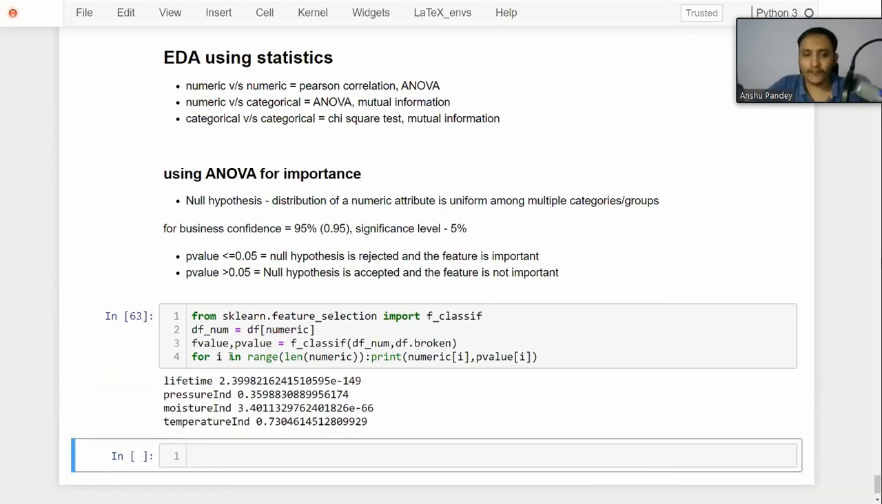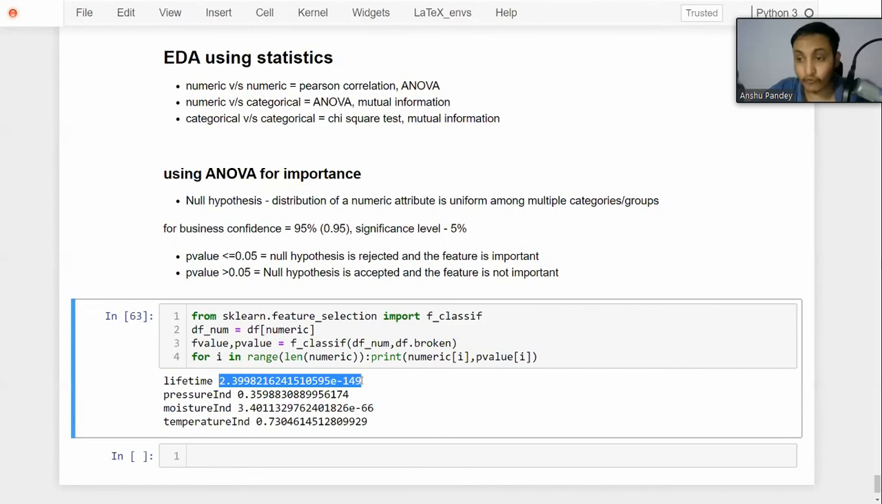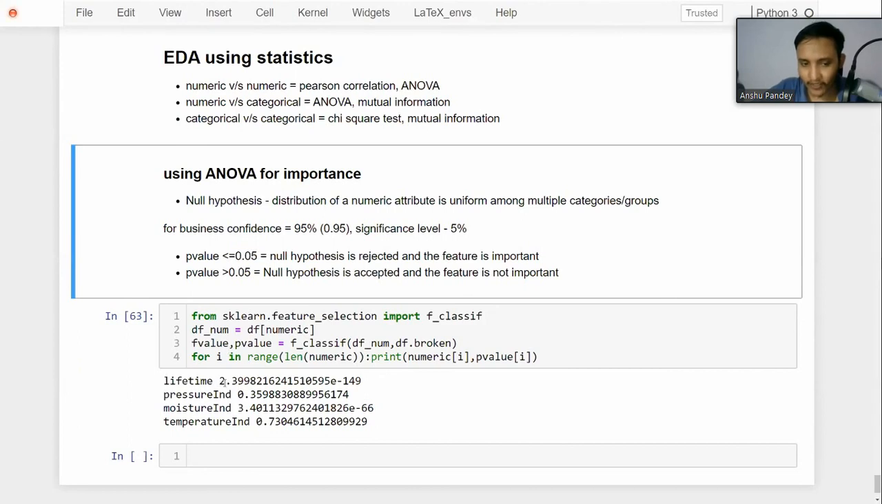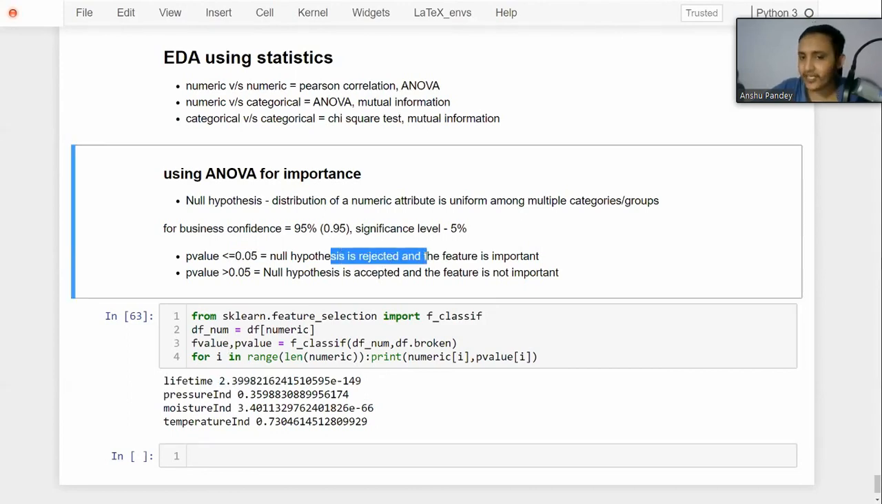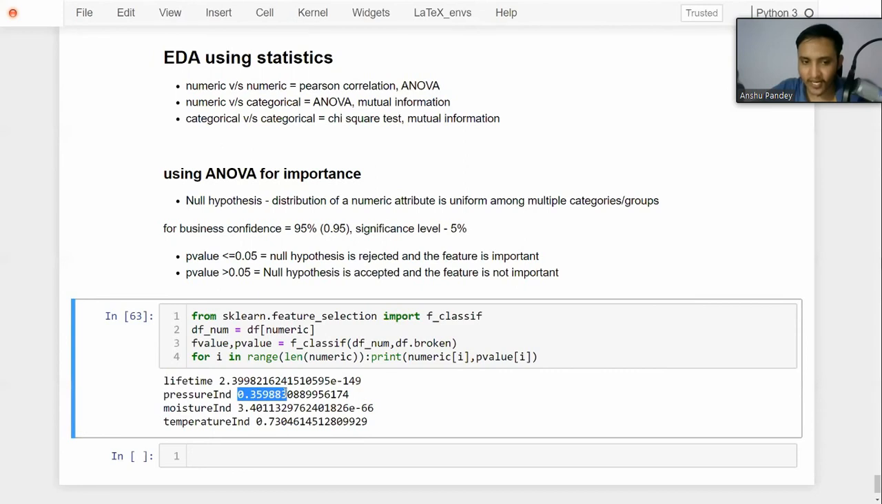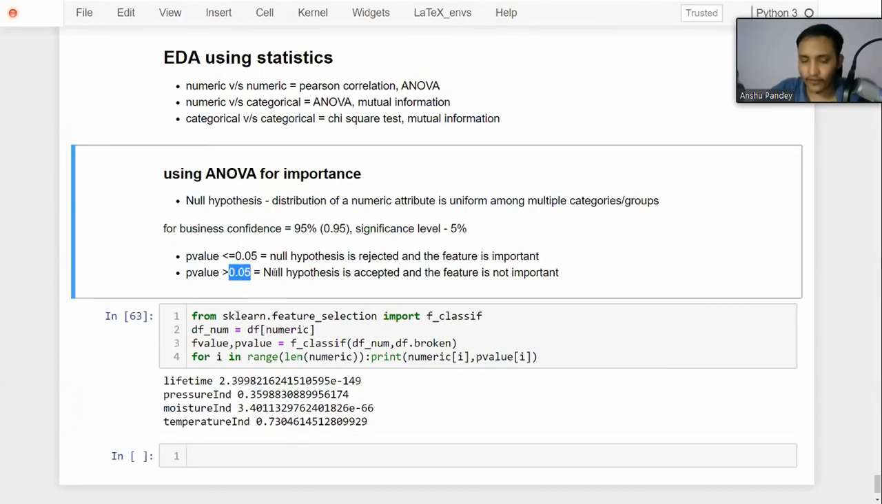So we got p value for lifetime, pressure, moisture, and temperature, and we can see that this is 2.3 into 10 to the power minus 149, which is lesser than 0.05, right? So you can say that for lifetime, the p value is lesser than 0.05. So null hypothesis is rejected, and the feature is important. Whereas for pressure, the p value is higher than 0.05. Null hypothesis is accepted and the feature is not important.